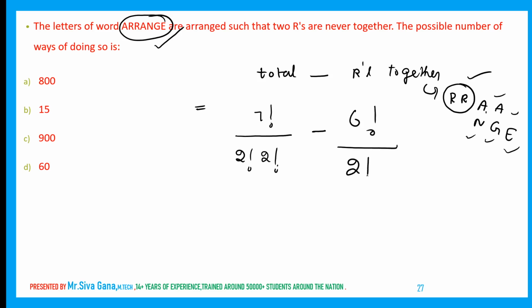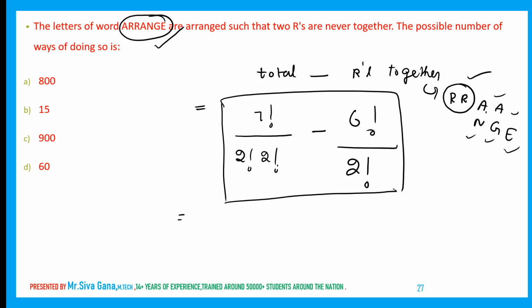In that 2 A's are repeated. This is R's together. This will give R's never to come together. Total minus R's together. This one is 1260, this is 360, which will give how much? 900. That is the answer.